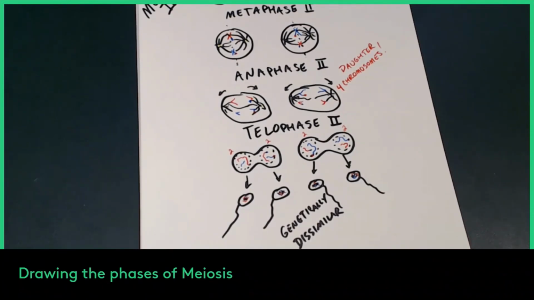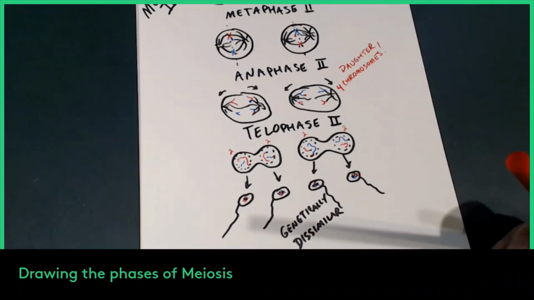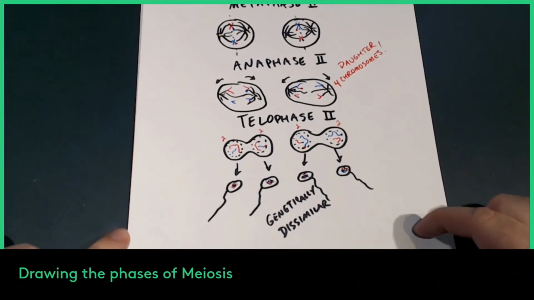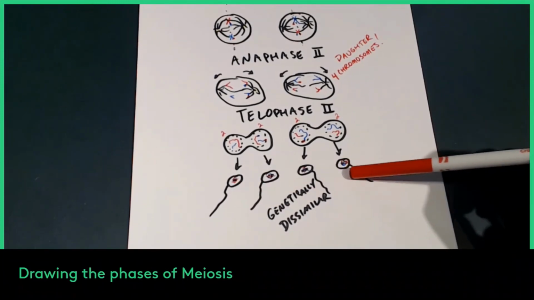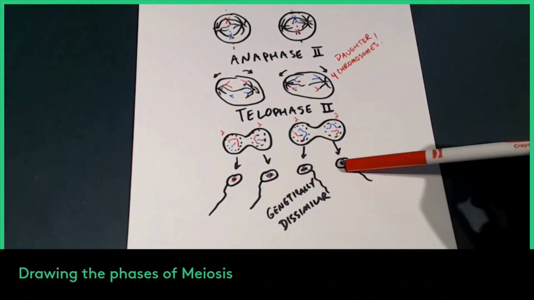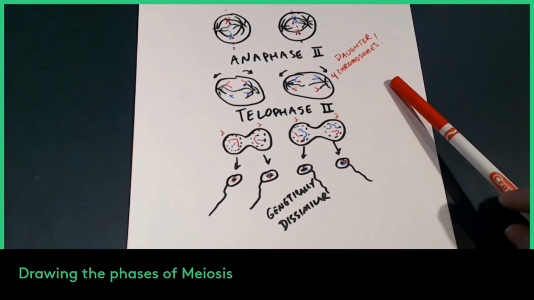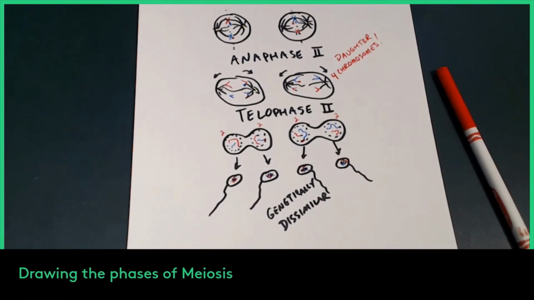Okay, so we actually did make 4 genetically dissimilar cells here by the end of meiosis, and all of these can be used for sexual reproduction. Okay, so that is meiosis. Let's talk a little bit more about the variation.